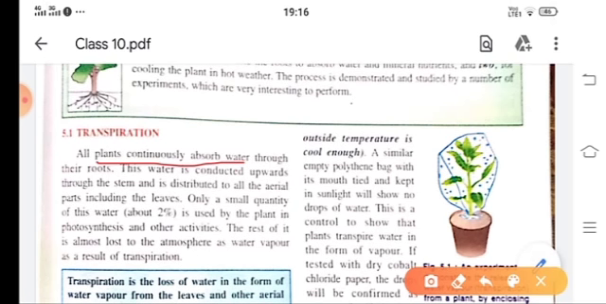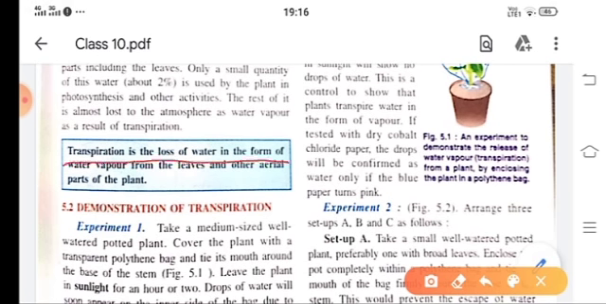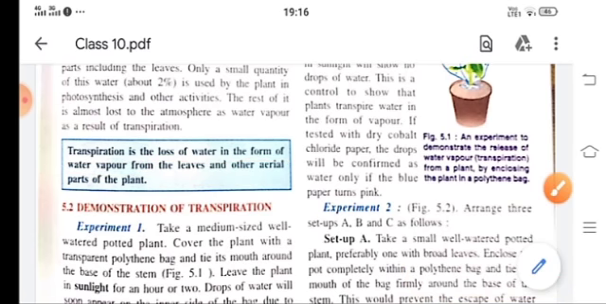So only some amount of water is utilized by the plant in activities like photosynthesis and some other activities, and the rest of the water is lost in the atmosphere in the form of water vapor. This results in the transpiration process. So transpiration is the loss of water in the form of water vapor from the leaves and other aerial parts of the plant. Transpiration is very useful for the plants because it enables the root to absorb the water, and it also provides a cooling effect to the plant.